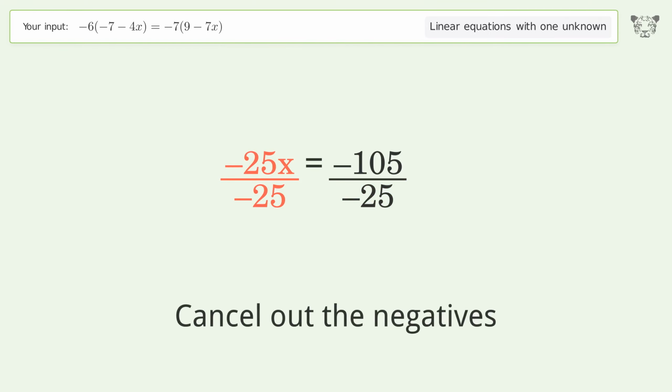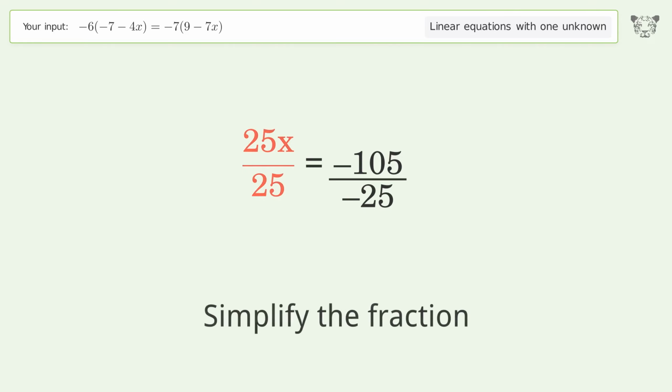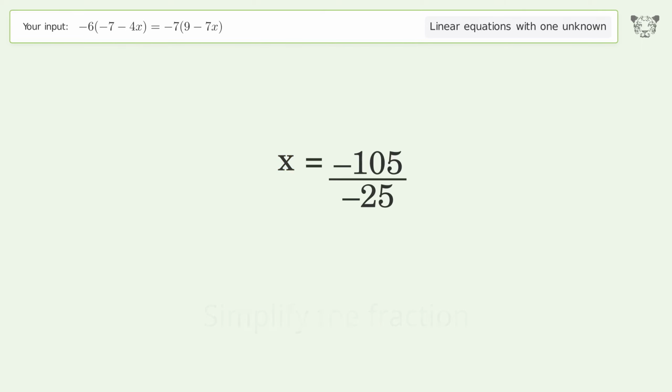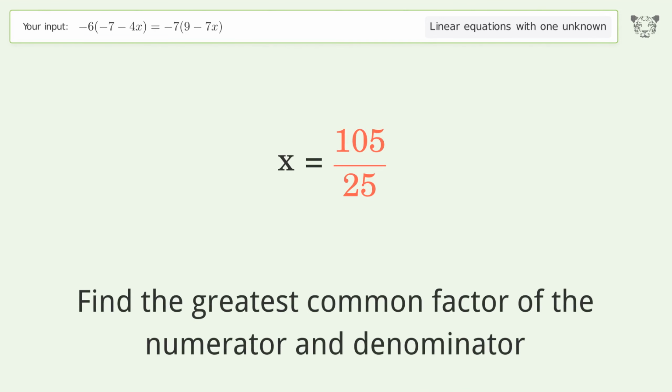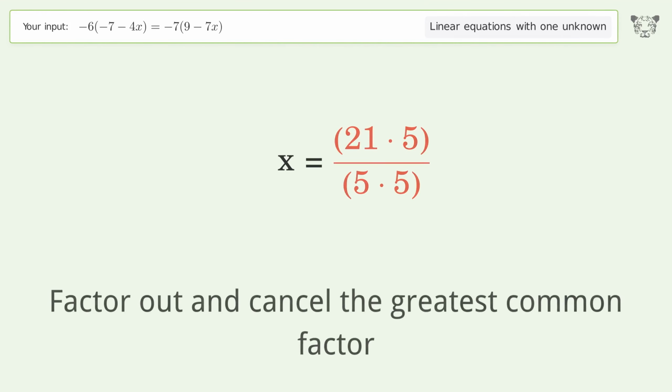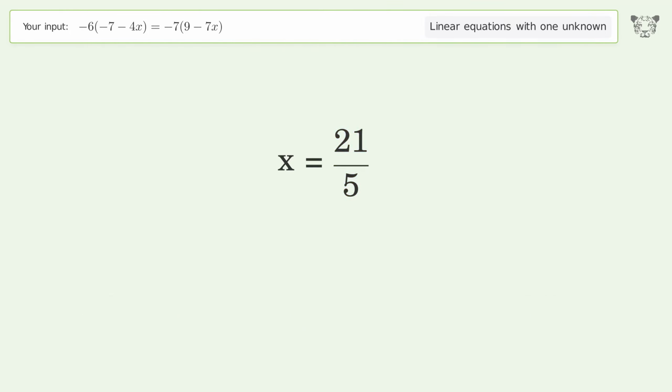Cancel out the negatives. Simplify the fraction. Cancel out the negatives. Find the greatest common factor of the numerator and denominator. Factor out and cancel the greatest common factor. And so the final result is x equals 21/5.